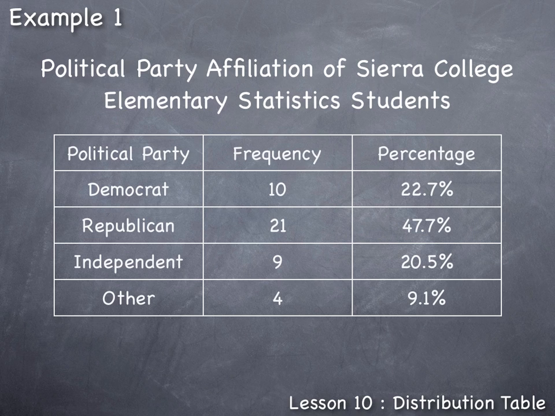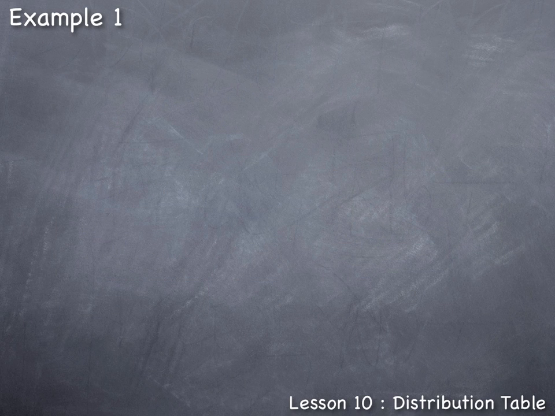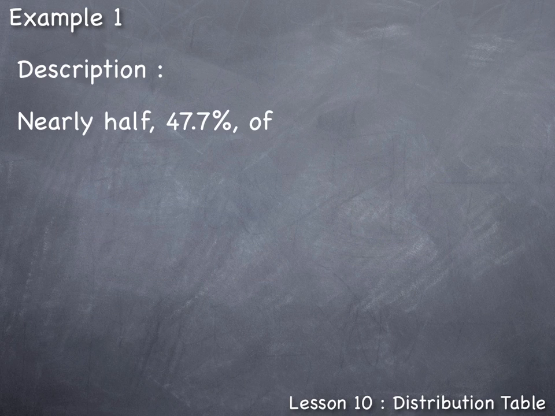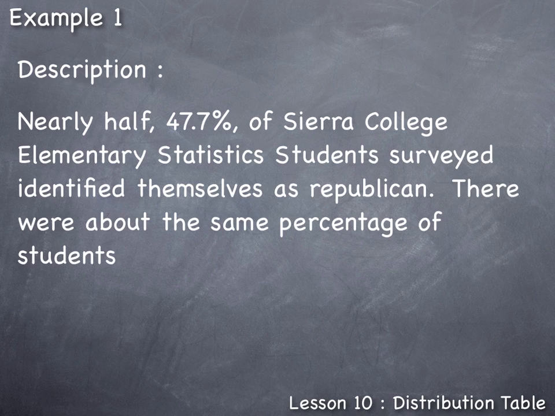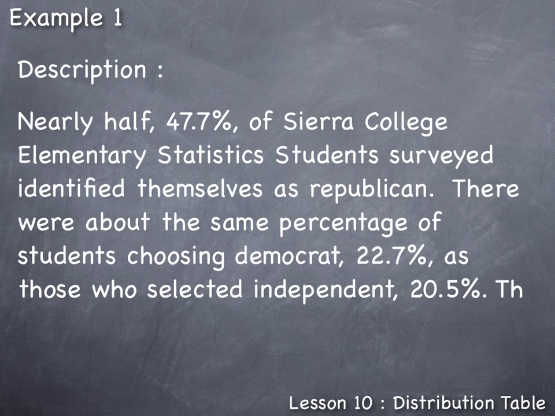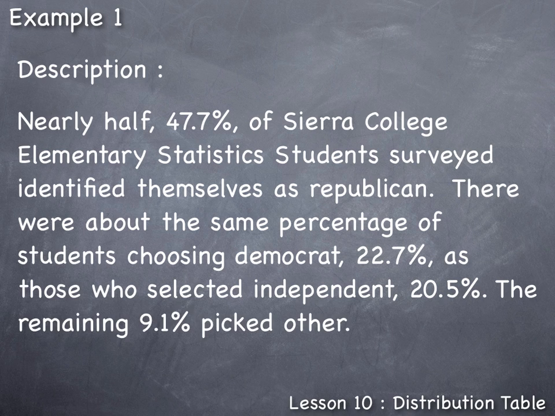So a description could be putting all this into words, could give us the following result. Nearly half, 47.7% of Sierra College elementary statistics students surveyed identified themselves as Republican. There were about the same percentage of students choosing Democrat, 22.7%, as those who selected Independent, 20.5%. The remaining 9.1% picked Other.